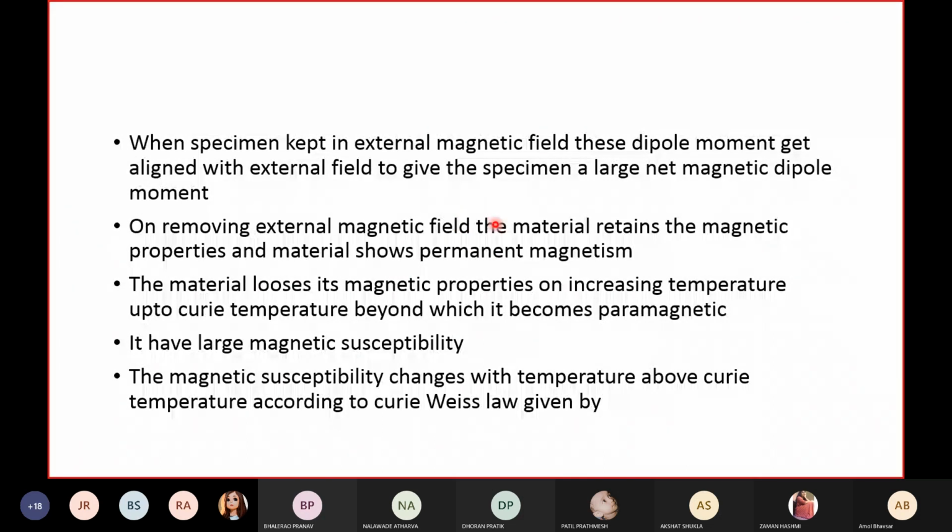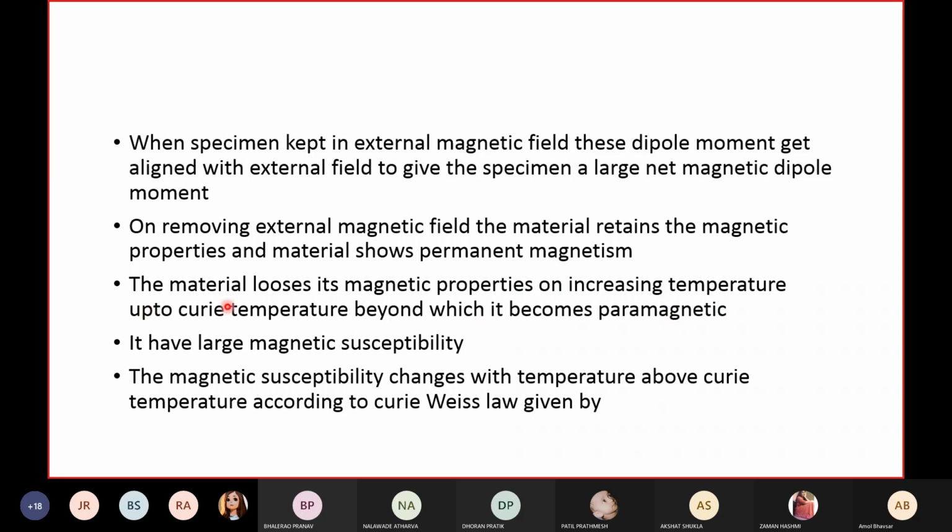But in the case of paramagnetism, the orientation of the dipole moments gets disturbed. So this is the difference between paramagnetism and ferromagnetism. The material loses its magnetic properties on increasing the temperature. As soon as you give some temperature, the orientation of the dipole moments gets disturbed and they lose their property of magnetism, up to the Curie temperature, beyond which it becomes paramagnetic.